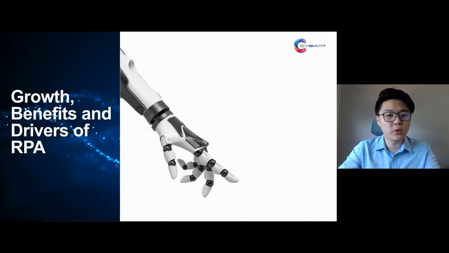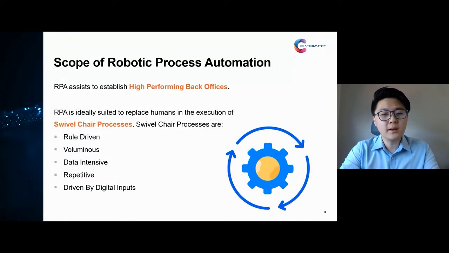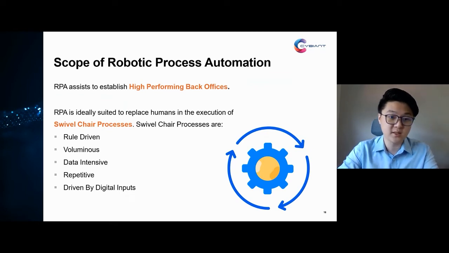Let us look into the growth, the benefits, and the drivers of RPA. RPA can help organizations become more effective by establishing a high performing back office. RPA is ideally suited to replace humans in the execution of swivel chair processes. And what are swivel chair processes? Swivel chair processes, in most cases, are not critical for business operation, but rather support the business. Let us look into the characteristics of swivel chair processes.